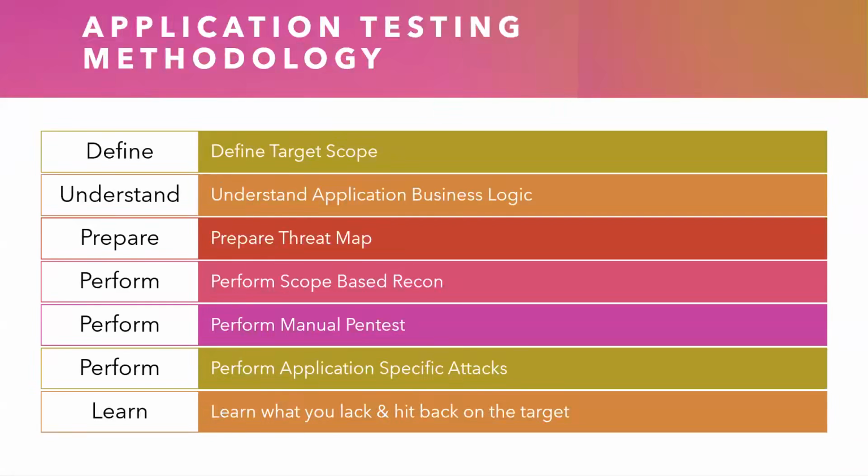Okay, so first, let's talk about application testing methodology. It is really crucial to understand that whenever you are performing a pen test or doing bug bounties, having an approach, having a methodology always helps you stay ahead of your target and be organized. So these are the 7 steps that I usually go through while doing any pen test or participating in any bug bounty program. The first thing is define the target scope.